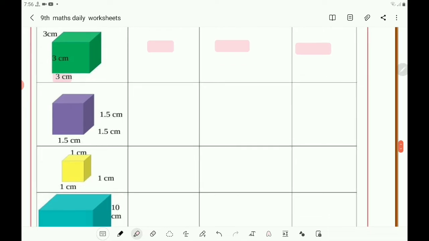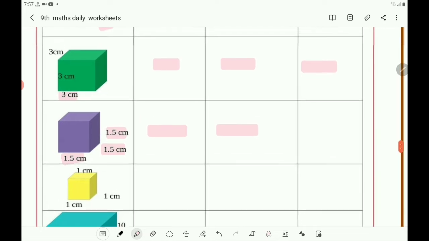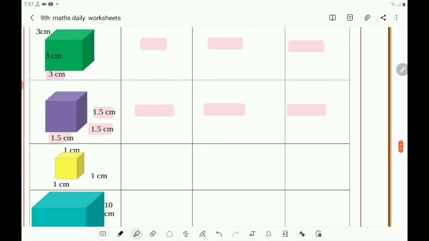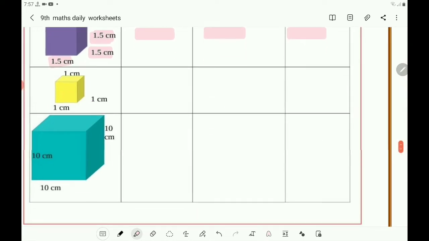Similarly, here a equals 1.5. In the place of a, write 1.5. Here 1.5 and 4a square. Here you take a square. A square means 1.5 into 1.5. You will get 2.25. Then LSA equals 4a square, that is 4 into 2.25. You will get the lateral surface area of the cube with edge 1.5 centimeter.